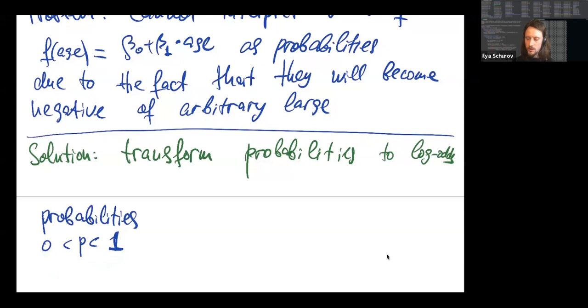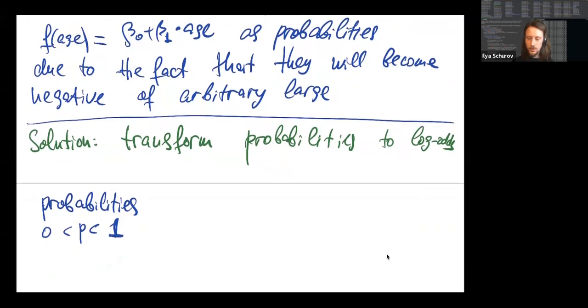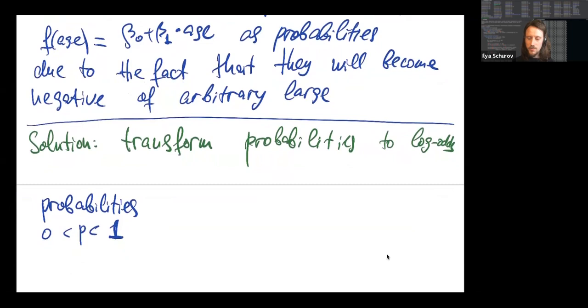And then let us consider another way to think about probabilities. They are called odds. Odds are very similar to probabilities, and they are related to probabilities by the following formula. Odds of some event is the probability that this event happens divided by the probability that this event does not happen.